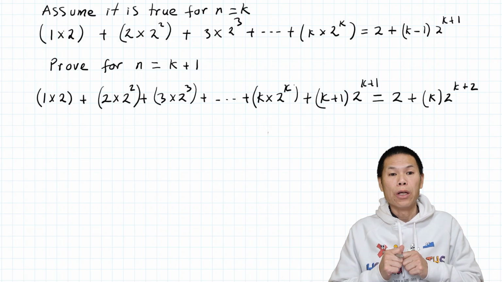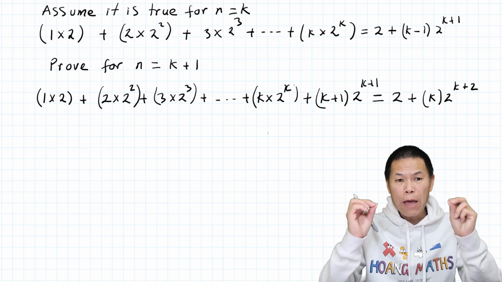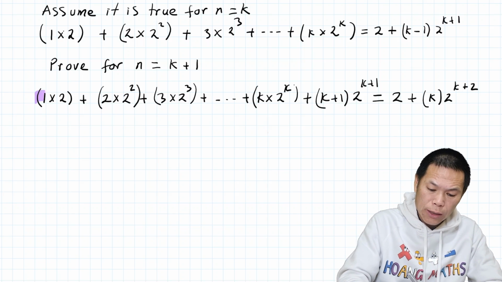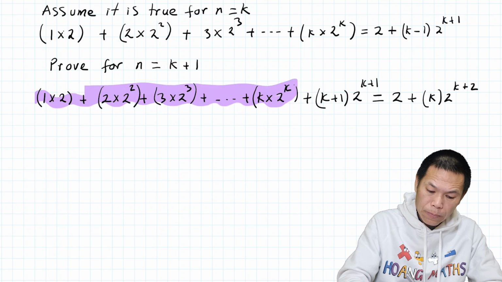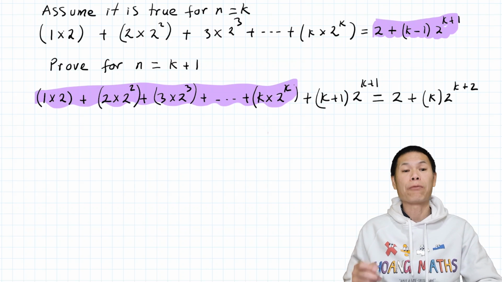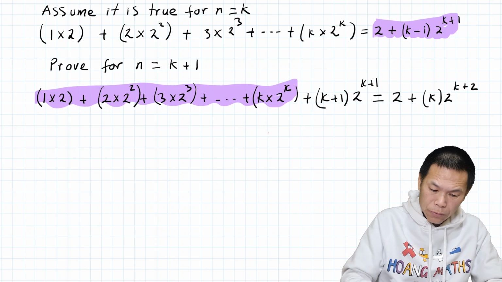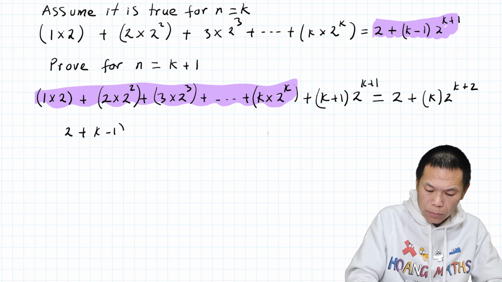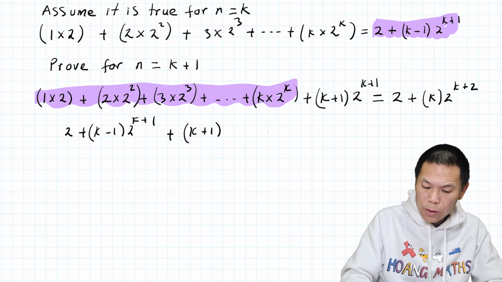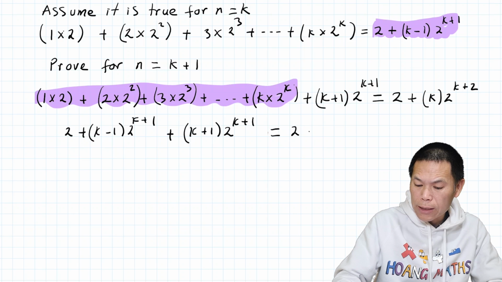And k plus 1 is plus 2. So there you go. Now we just need to work on the left hand side so that it is equal to the right hand side. And we know that this series here is equal to 2 plus k minus 1 times 2 power of k plus 1. So let me just write this down. So that is 2. And we need to write the last term down. That is k plus 1 times 2 to the power of k plus 1, is equal to the right hand side. We just write this down. So that is k times 2 to the power of k plus 2.